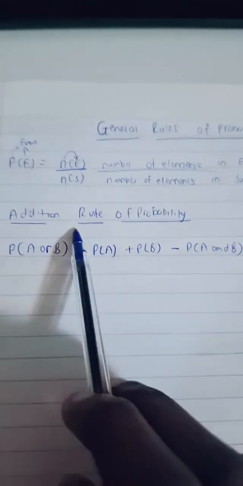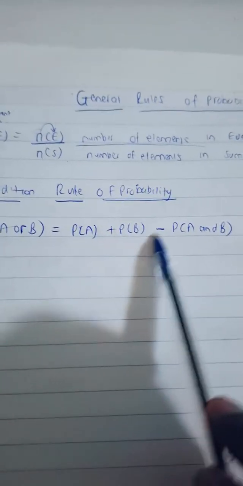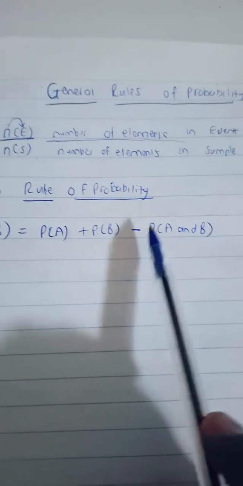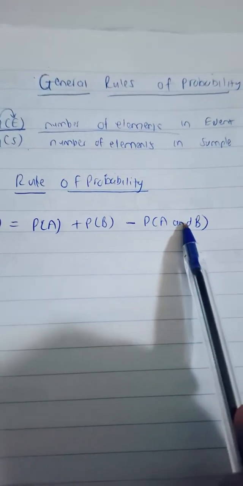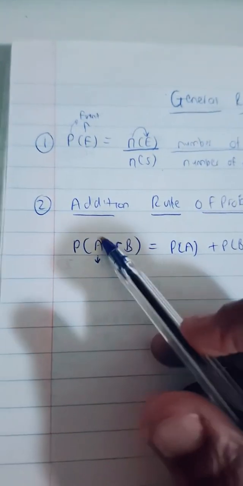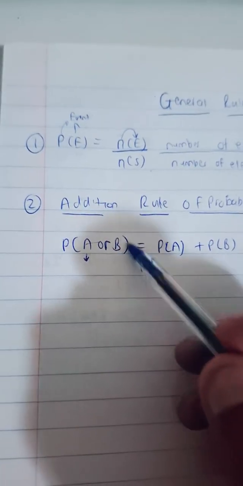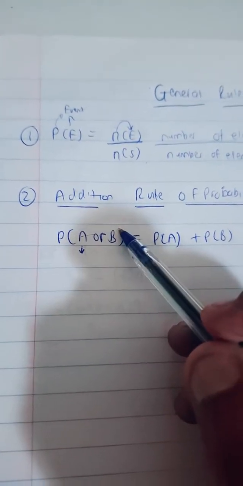So I repeat, the addition rule of probability says the probability of A or B is equal to the probability of A plus the probability of B minus the probability of A and B. Now, A is obviously referring to a specific event. B is also referring to a specific event.